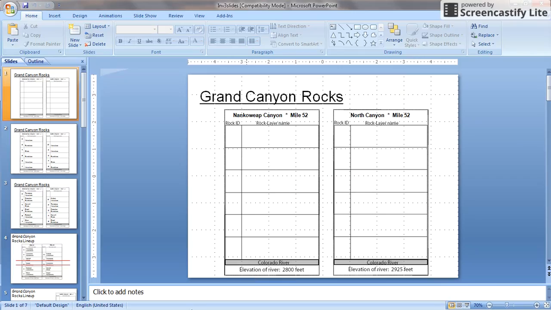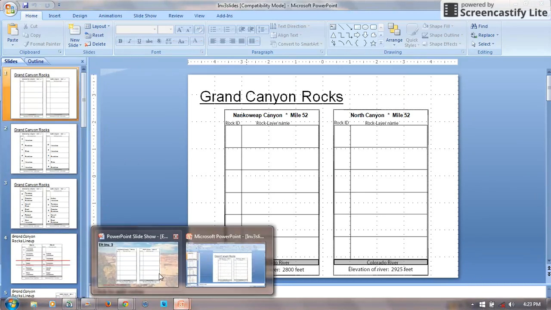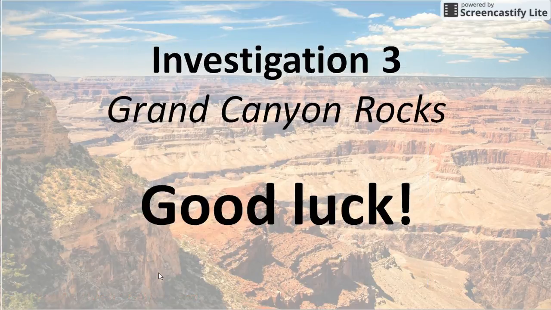Okay, just to end with, that pretty much ends it with Investigation 3. As I mentioned, there are two other parts, and they go into the Colorado Plateau and some other information, but I really wanted to show you how to avoid some of the trickier parts of Investigation 3.